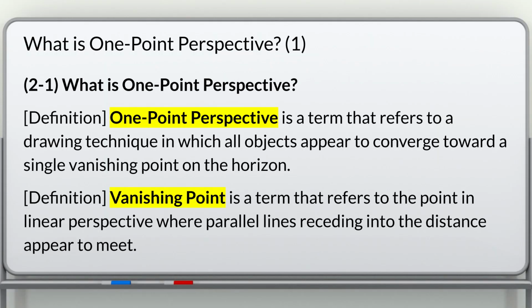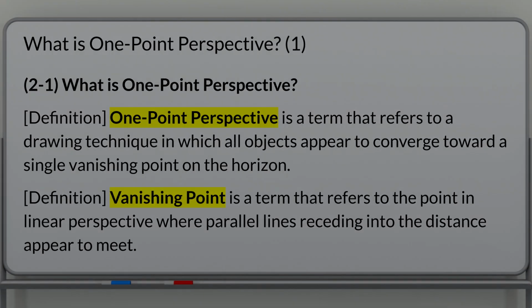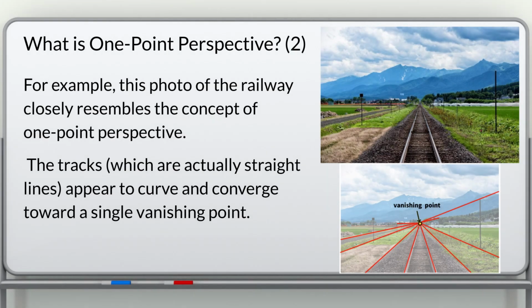I will explain what one-point perspective is. One-point perspective is a term that refers to a drawing technique in which all objects appear to converge toward a single vanishing point on the horizon. Vanishing point is a term that refers to the point in linear perspective where parallel lines receding into the distance appear to meet. For example, this photo of the railway closely resembles the concept of one-point perspective. The tracks appear to curve and converge toward a single vanishing point.